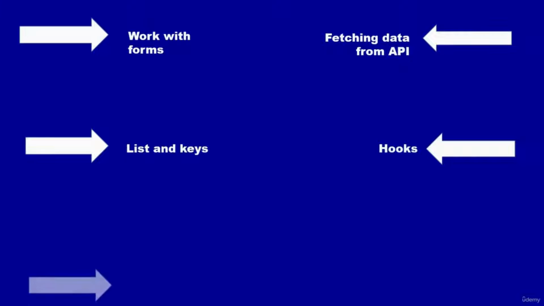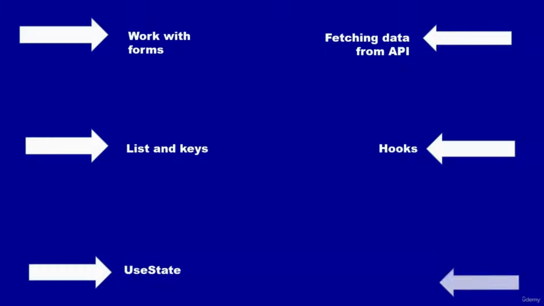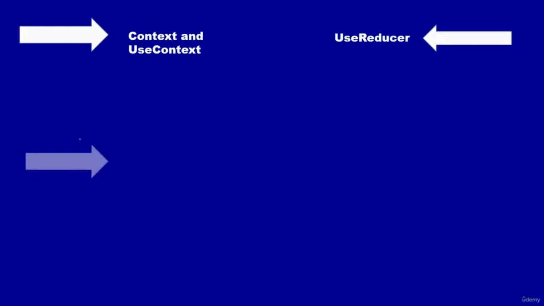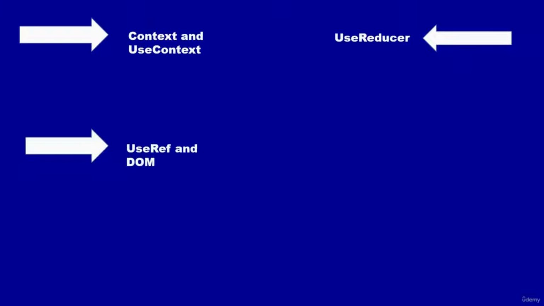Now we will be discussing the following hooks: useState, useEffect, context, and useContext, and how we can manage global state using useContext. We will be discussing useReducer, and at the end we will be discussing useRef and how to manipulate DOM elements using useRef. So these all are the topics that we are going to learn in this full course.